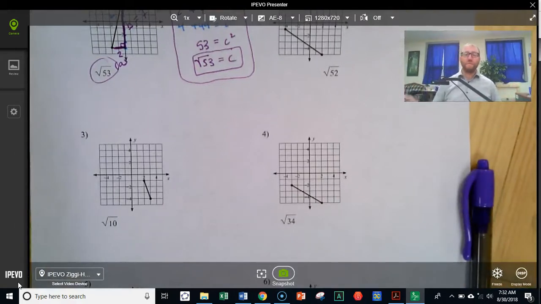Once you finish this up, you should be ready for our next task, the challenge problem.